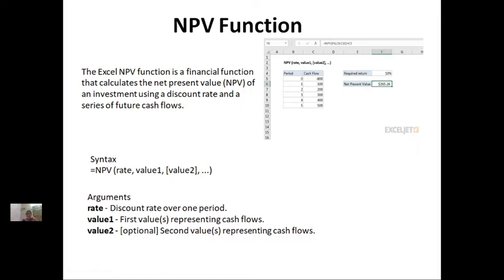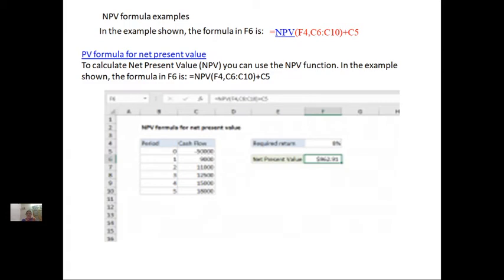Now let us go to the next function, the formula for net present value. To calculate NPV you can use the NPV function here: F4 comma C6 colon up to C10, plus C5.